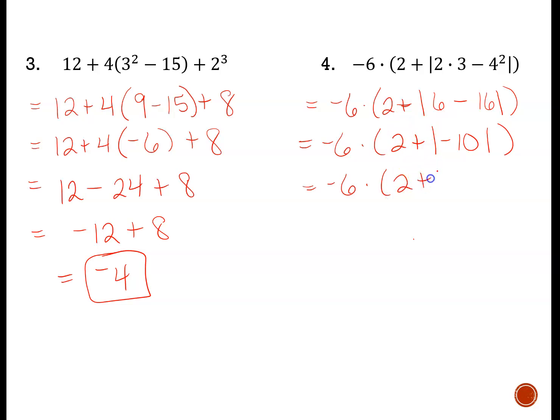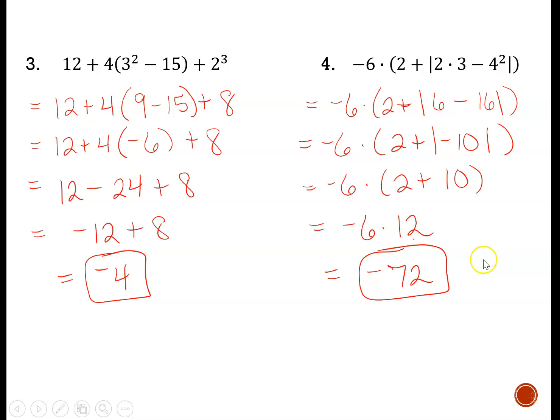Bring down the 2, bring down the plus. The absolute value of negative 10 is positive 10, and then the bars come off. Now we work inside the parentheses, and we do 2 plus 10 is 12. And last, we multiply the negative 6 times the 12 is a negative 72. Learn those 12s if you haven't learned them yet.